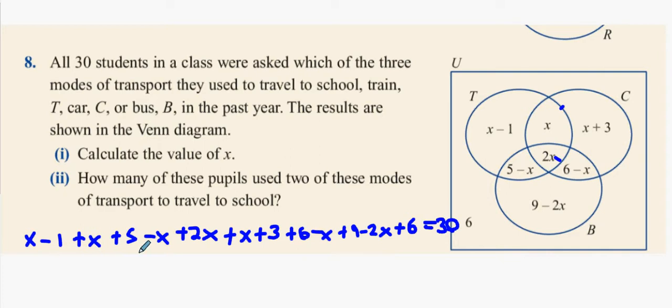Now look at the regular numbers. Minus 1 plus 5, 4. 4 plus 3, 7. 7 plus 6, 13. 13 plus 9, 22. 22 plus 6, 28. See the way 28 is lower than 30? I'm expecting a plus x, not a minus x. If the left side was bigger than the right hand side, I'd be expecting a minus x. Let's see if it's a plus x as we predicted.